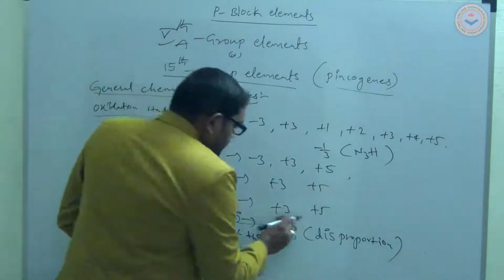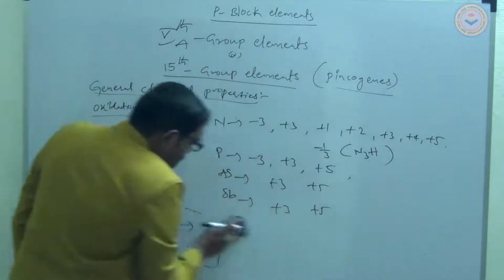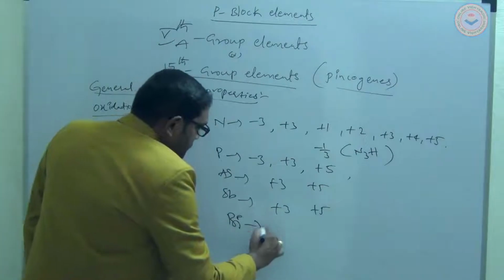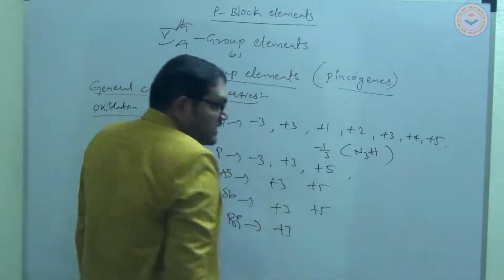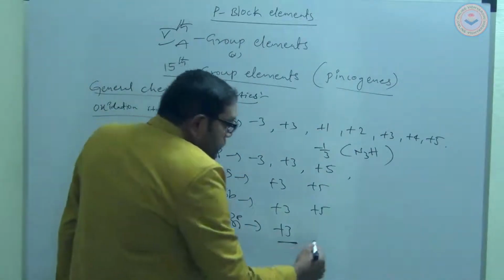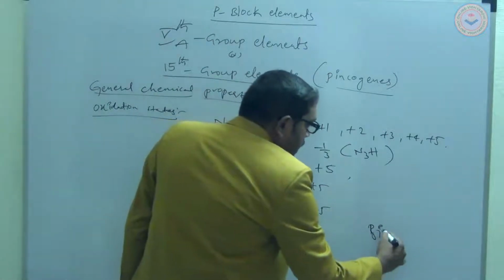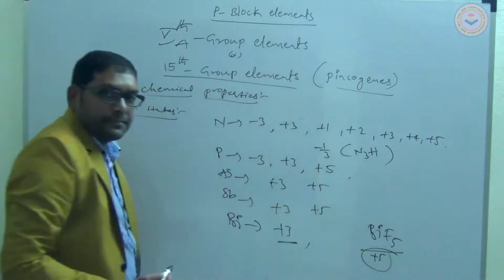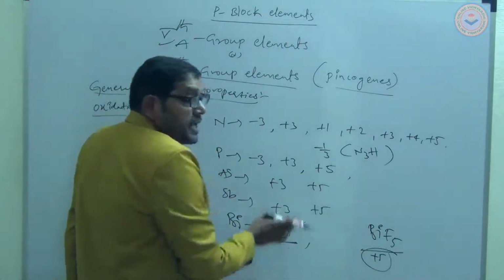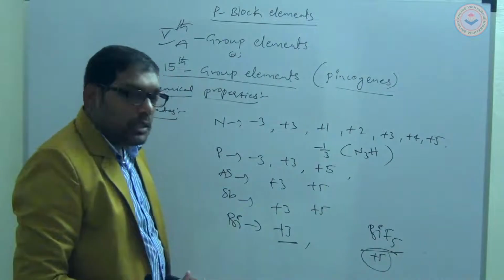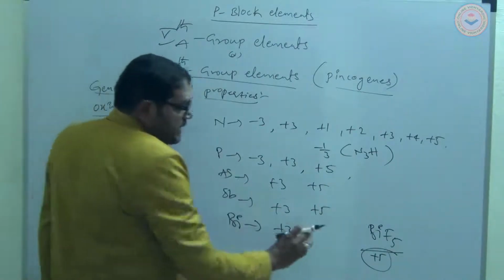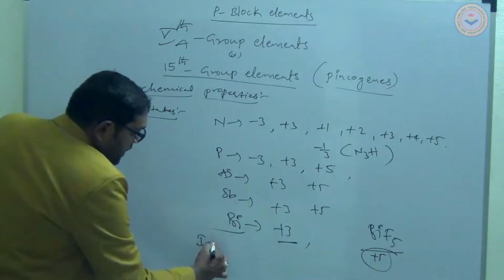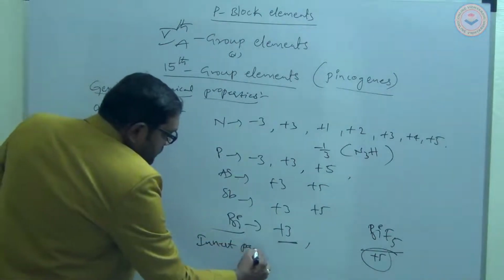Bismuth exhibits the inert pair effect. Due to the inert pair effect, bismuth is stable in the +3 oxidation state. It never, or rarely, exhibits the +5 oxidation state. Only in bismuth pentafluoride does it exhibit the +5 oxidation state. Bismuth is stable only in the +3 oxidation state because it is affected by the inert pair effect.